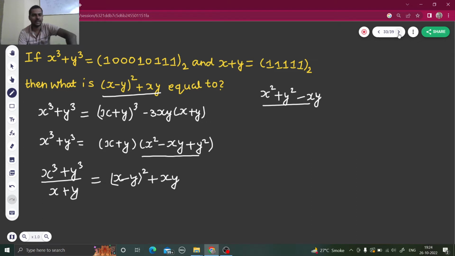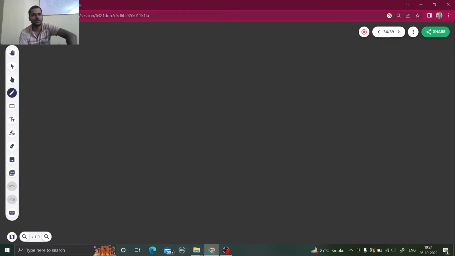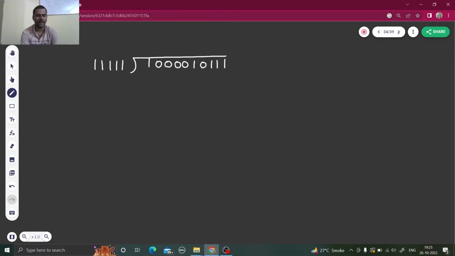So 1, 4 times 0, 1, 0, triple 1, divided by 5 times 1. So if you see, if you take 5 at a time, so this is 4, 5. Obviously, this is going to be smaller as compared to the divisor. So what you do? You just write a 0, you subtract, you will get the same quantity.